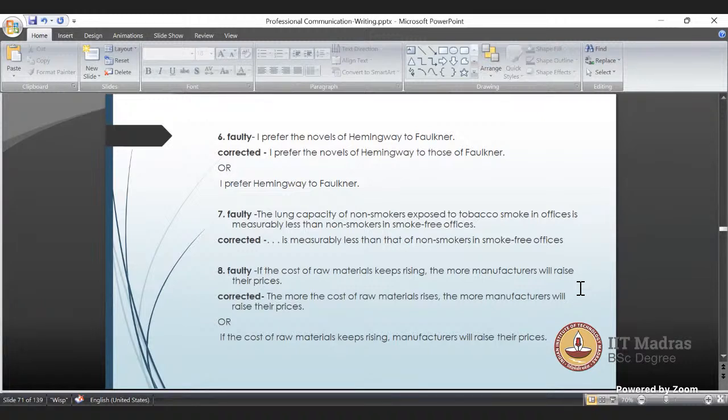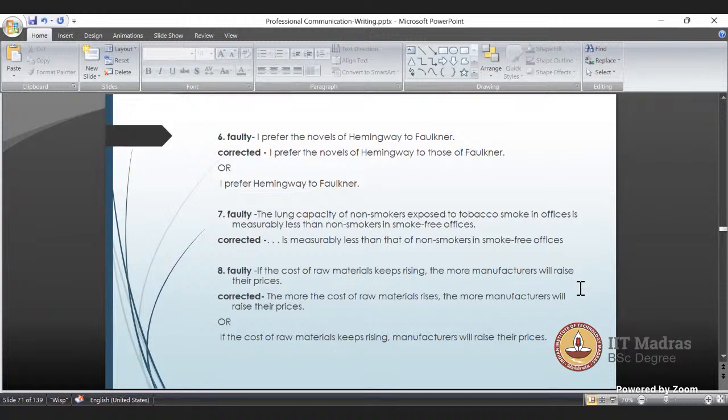Then the eighth one, you can see the coordination. If the cost of raw materials keeps rising, the more manufacturers will raise their prices. So what are the components in parallel construction here? The two different units, the two different parts of the sentence, right? The first part and the second. Now you need to bring them together for parallel construction. So how do you do it? The more the cost of raw materials rises, the more manufacturers will raise their prices.